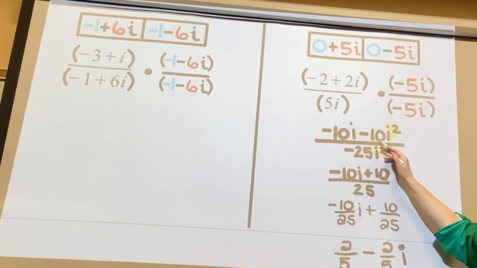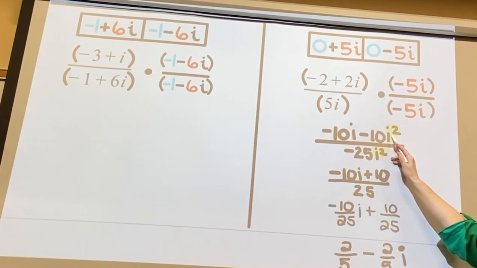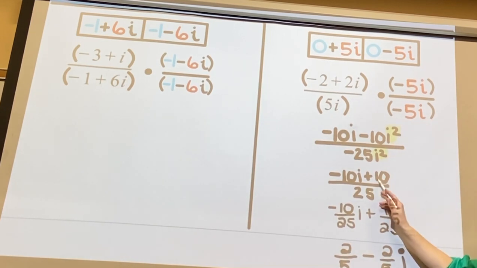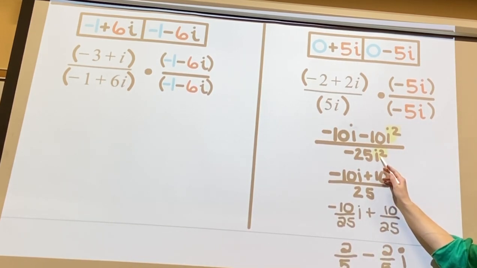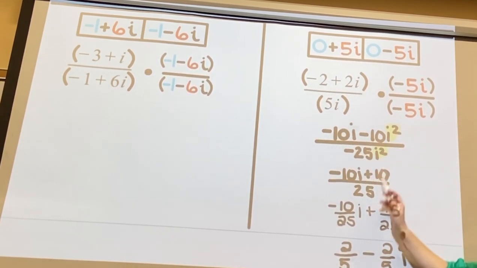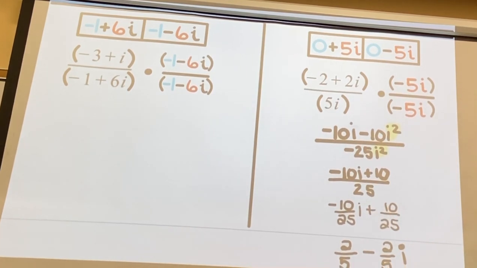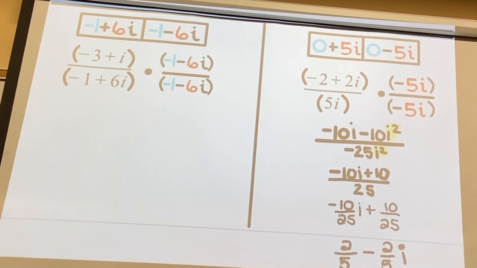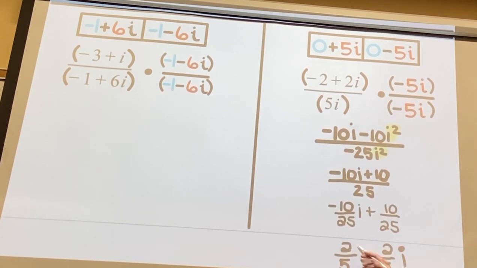So right there back here, again, i squared is negative 1. Negative 10 times negative 1 made that plus 10. Negative 25 times negative 1 is 25, and it belongs to each one. Is that the answer? That would be my final answer. And notice I see my a plus bi.